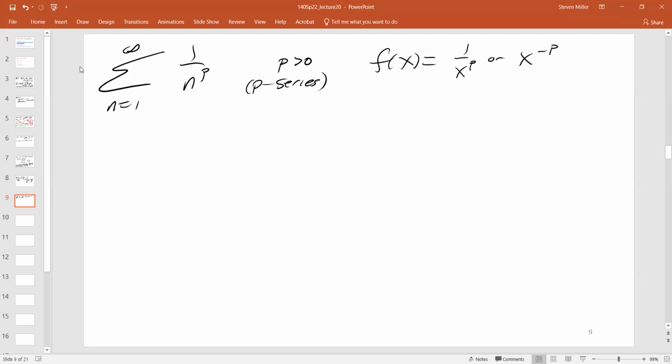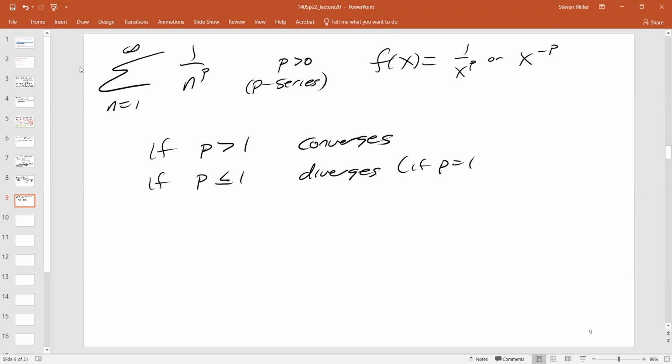And then when you do the calculation, if p is greater than 1, it converges. If p is less than or equal to 1, it diverges. If p equals 1, you have to use the natural log. So the integral is a little bit different when you're finding the antiderivative. If p equals 1, you have 1 over x. The antiderivative of 1 over x is the natural log of x. If p is less than 1, like 1/2.